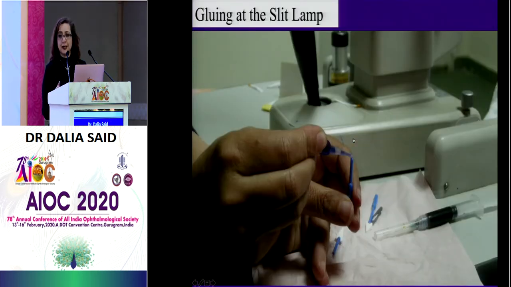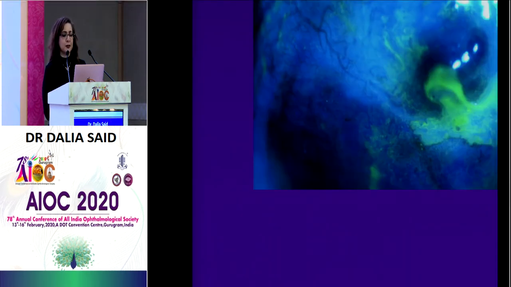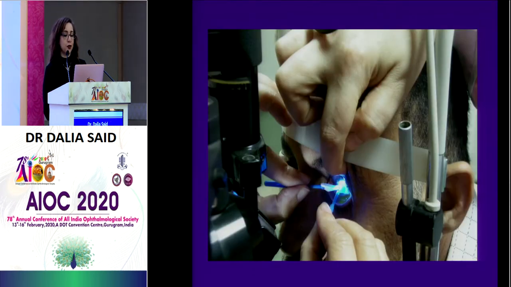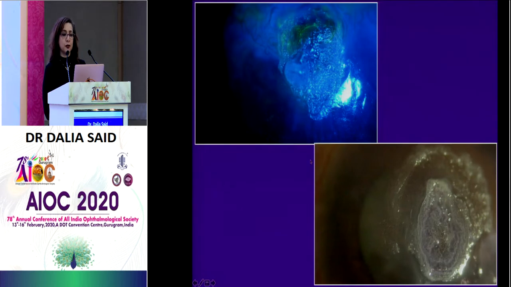You can glue at the slit lamp if you're in a busy clinic. I used to do that when I was in Egypt. And here is a perforation that you can see, Seidel positive. You can use the fluorescein sticks to show you exactly where the area of perforation is. And somebody can help you by just sticking the lids away from each other. And then you can just brush, dry completely, and you have to be very accurate if you're doing it at the slit lamp. Because if you put excess glue, it becomes very difficult to remove that glue from the patient while he's sitting.